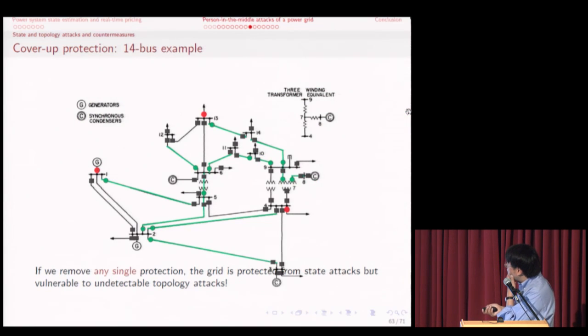Just as an example, this is the bus system. All the green lines represent the spanning tree of the network. And here you need to protect these 3 additional meters so that all the lines are actually covered.